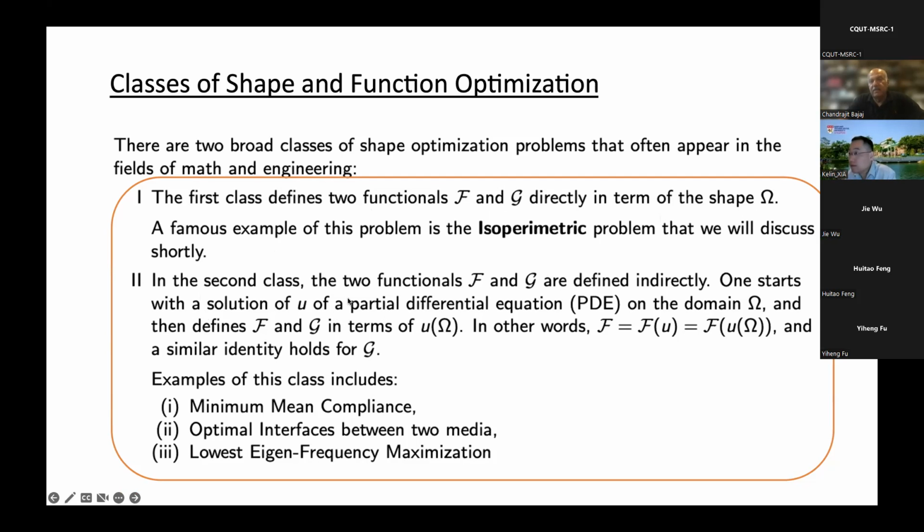The second class is that the two functionals are defined indirectly. So you start with the domain omega, you solve some partial differential equation for some function u on that domain, and then your f and g functionals are functionals of this u of omega. Examples of this are the minimum mean compliance or optimal interfaces. Kay was asking me about proteins. So this is, what is the optimal interface between a protein's interior and the solvent it lives in? Of course, there's also the challenging lowest eigenfrequency maximization problem.